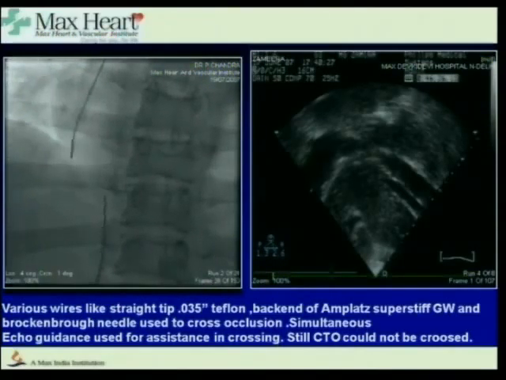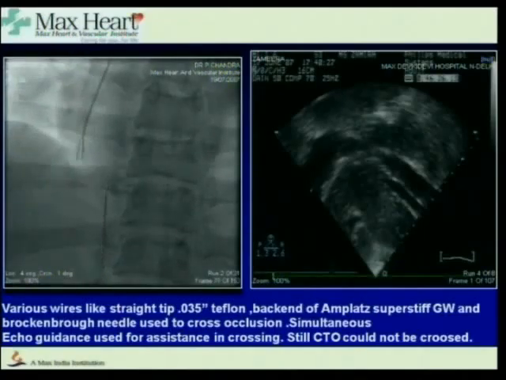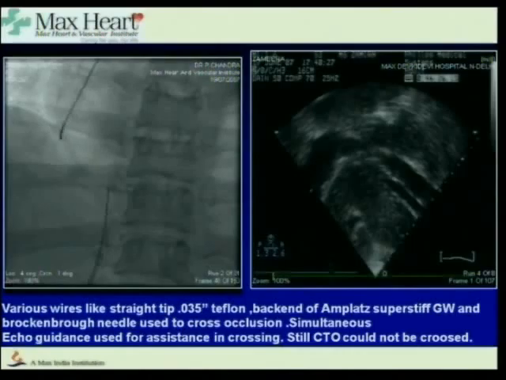At the same time we also used simultaneous echo guidance to assist us in crossing the occlusion, because the angiogram was giving us a 2-dimensional picture and we were really not sure, poking in there, that we wouldn't perforate the IVC. So we took echo guidance, which could actually show that we were still in the lumen and not hitting the sides of the IVC. This is the needle that we are trying, within the lumen of the IVC.